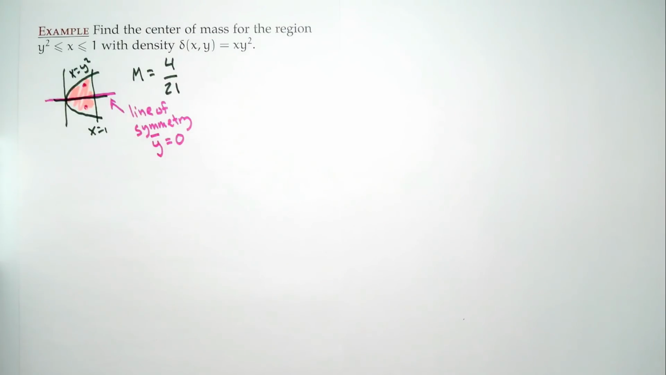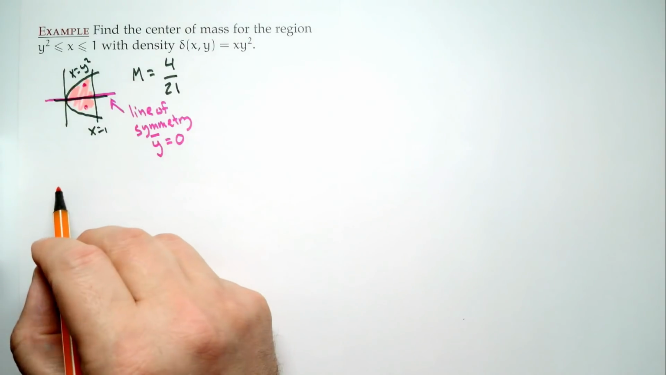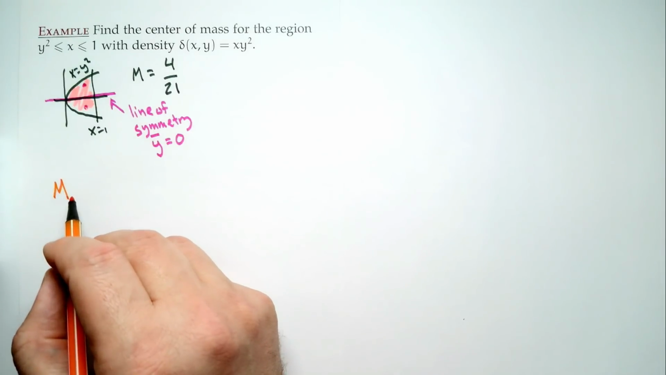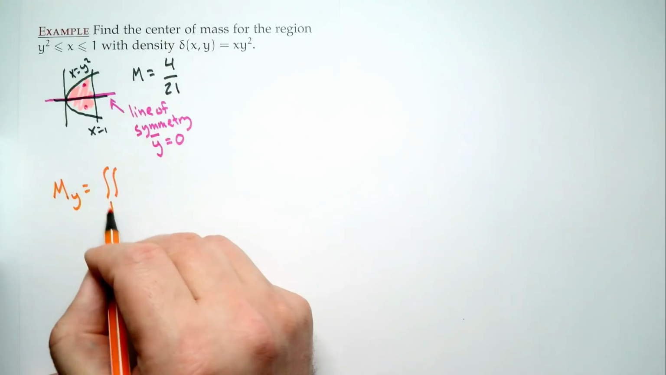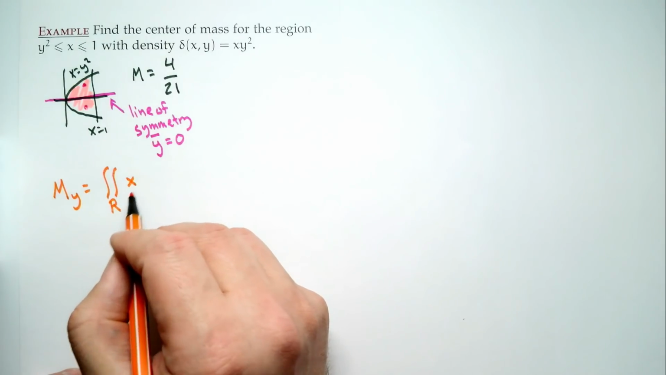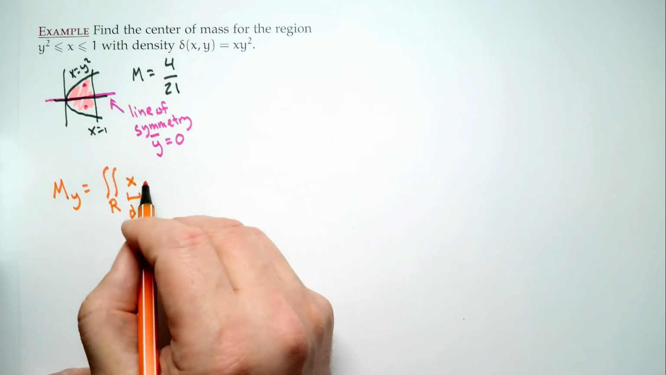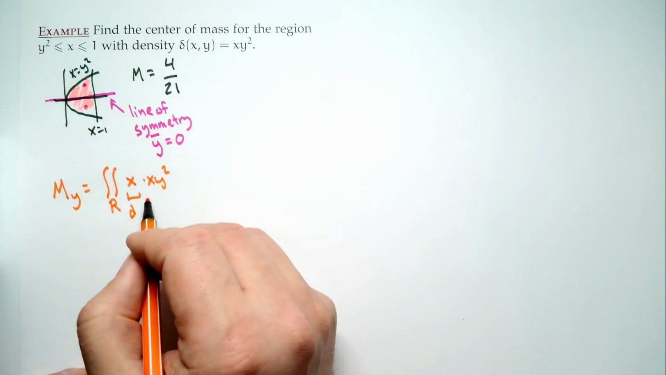Okay, but we're not 100% done. So we still have to find the x-coordinate, and unfortunately there's not another line of symmetry available to us. So what's left for us to compute? I'll give you a moment to think about it. It's the moment with respect to the y-axis. But really the key here is that what we're integrating over our region is x, which is our distance, times our density xy squared.